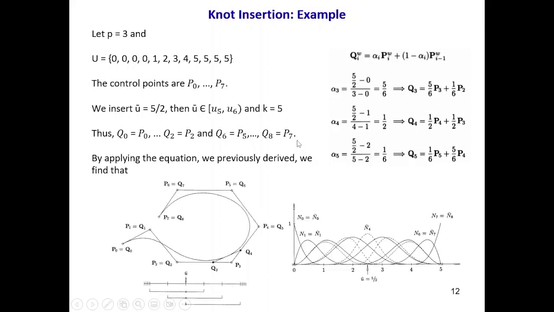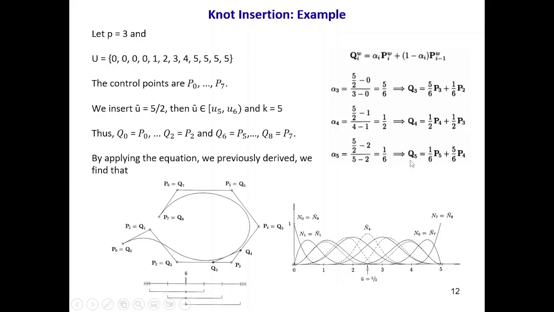It will be shown in the below figure, but let us first calculate the alphas that are required to find out the new control points. Once we substitute the alphas, we'll get the new control points like this: Q3, Q4 and Q5. Since the degree is 3, it will affect only the k minus p control points, that is 5 to 3.